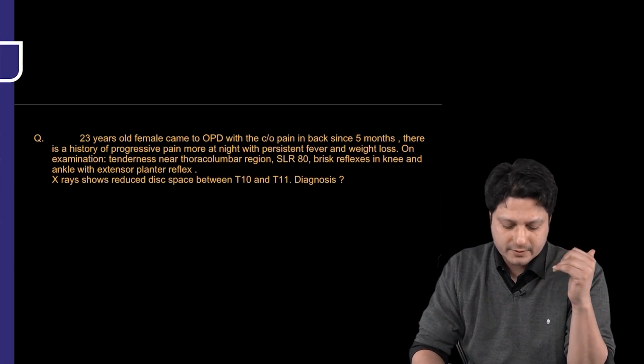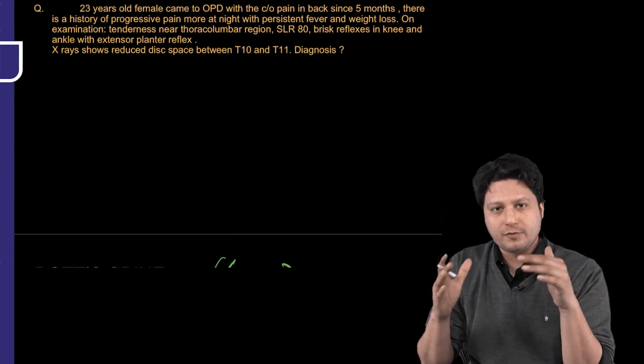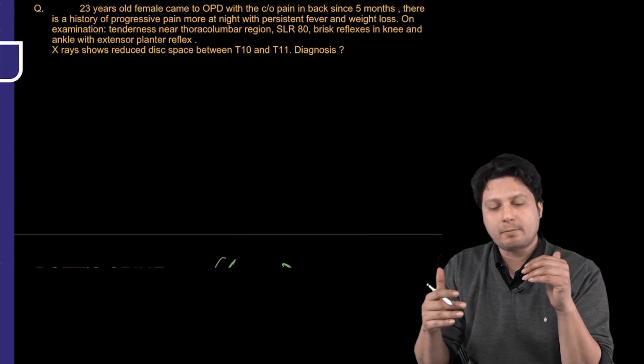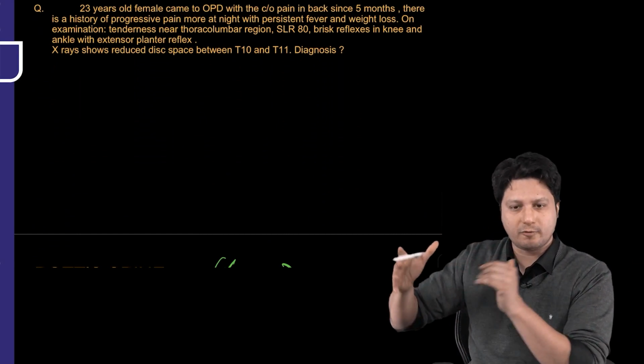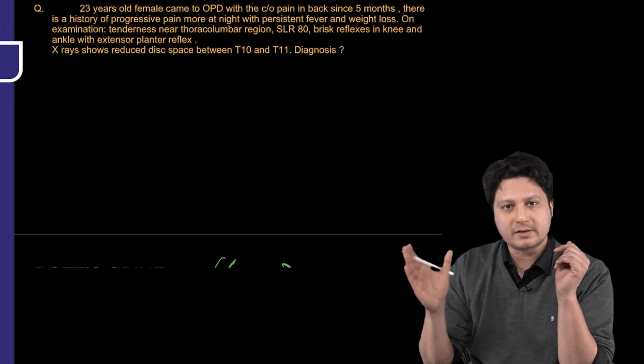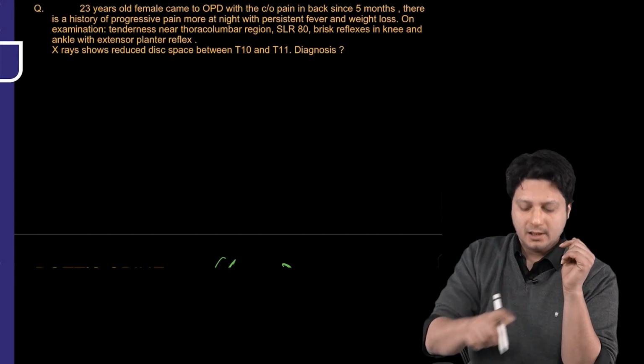So initially you have to put the patient on anti-tubercular treatment along with rest and observe the patient for any neurological compromise. Next, a 23-year-old female came to OPD with a complaint of back pain for the last 5 months. So there will be a long, vague history of back pain. There is a history of progressive pain which is more at night.